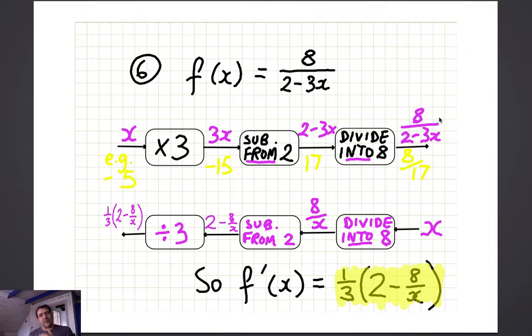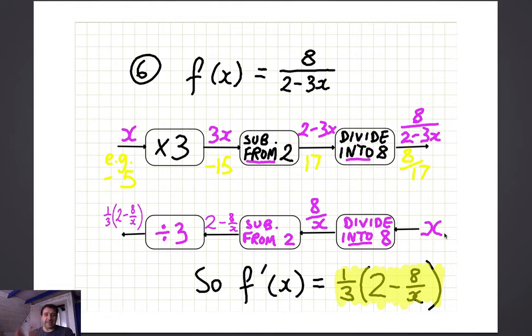And then to get the inverse function, I just went the other way down the diagram and I thought, what are the reverse steps of all of those steps I just did? So the opposite of divide into 8 is still divide into 8, because dividing into something is a self-inverse function. The opposite of subtract from 2 is still subtract from 2, because subtracting from something is a self-inverse function. And then the opposite of times 3 is divide by 3.